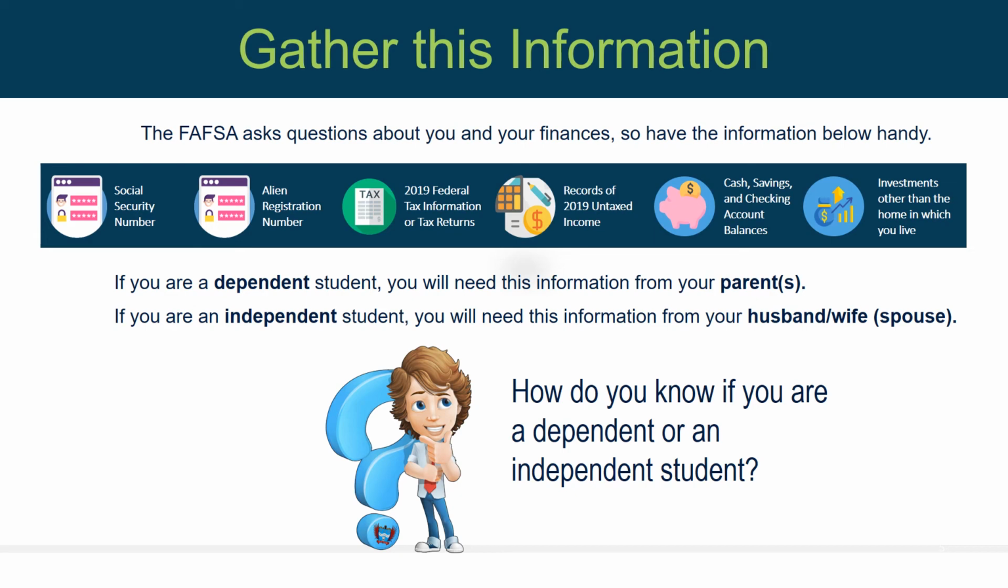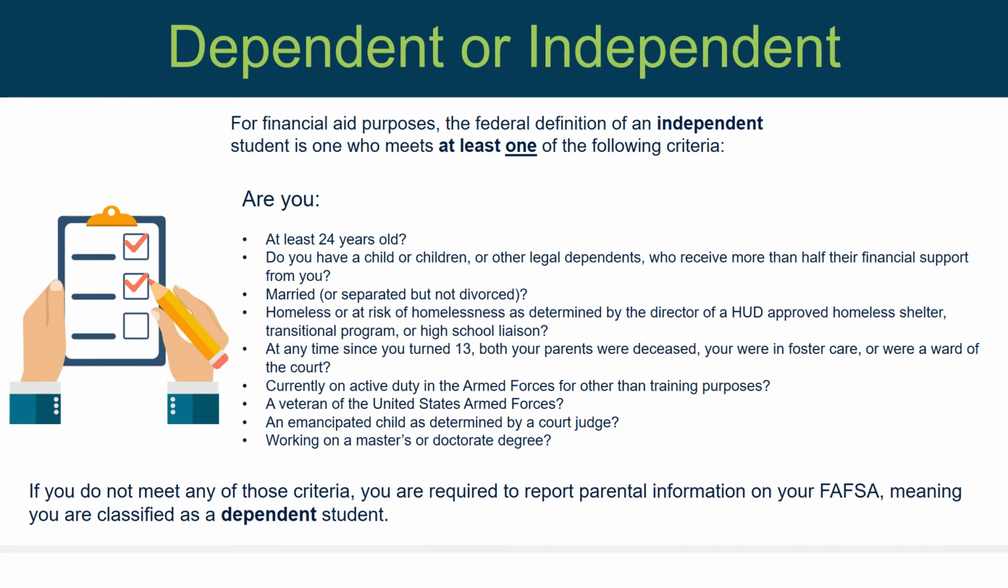If you are a dependent student, you will also need this information from your parents. If you are an independent student, you will also need this information from your husband or wife. Now, how do you know if you are a dependent or an independent student? For financial aid purposes, it is not sufficient to live on your own and support yourself to be considered an independent student. The federal definition of an independent student is one who meets at least one of the following criteria.